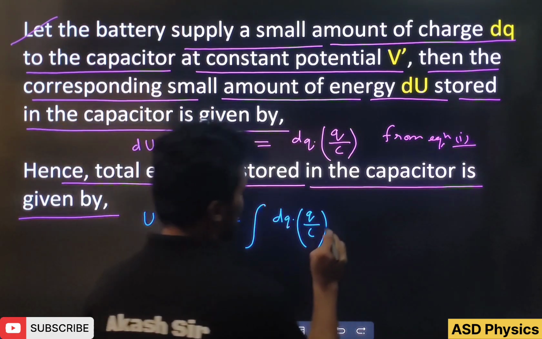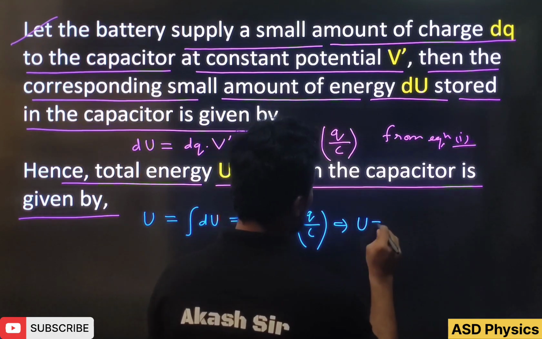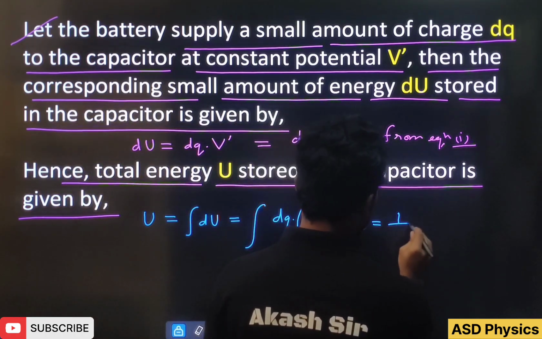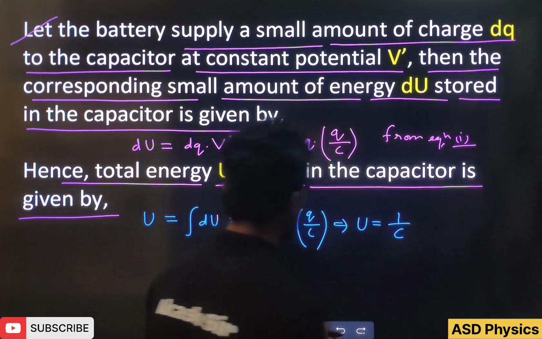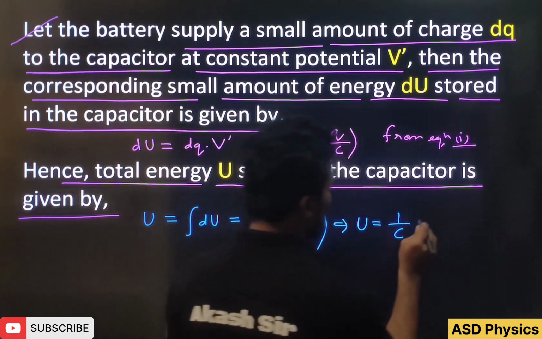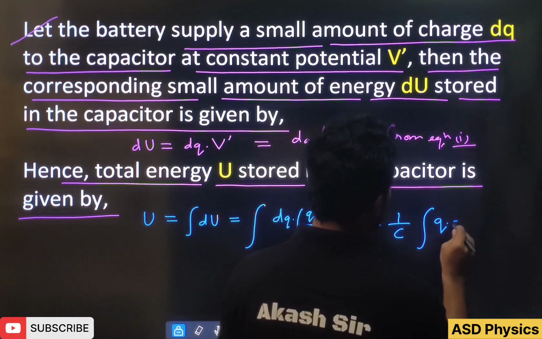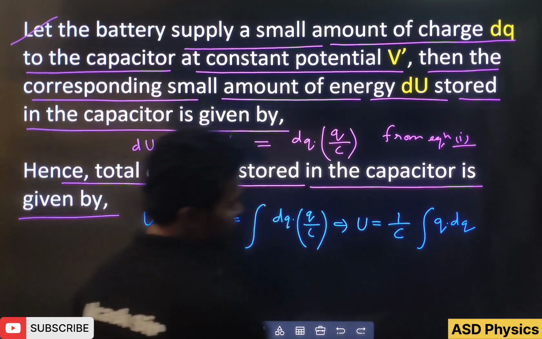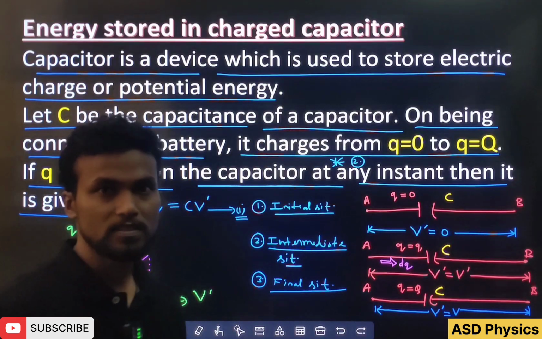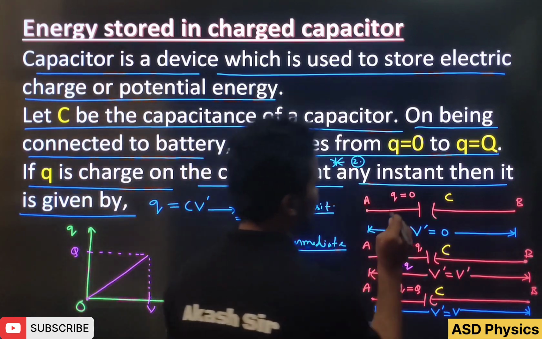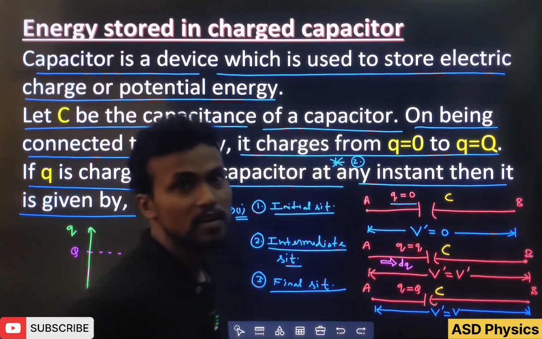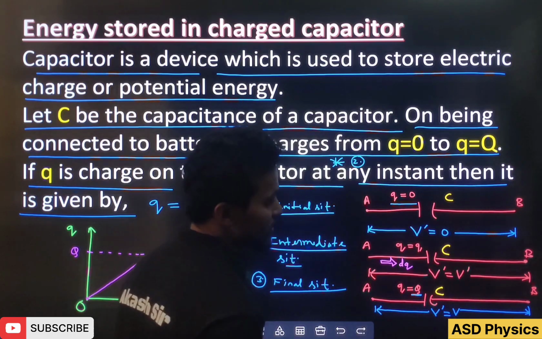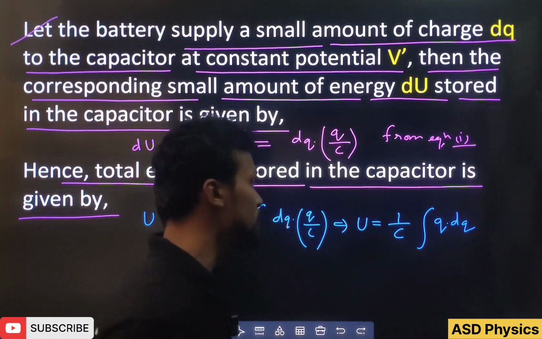Now after that, what can we write here? U equal to... what is the thing that is constant? Capacitance is constant because it depends upon shape, size, medium, and all that. So 1 by C will come outside, and here will come Q into dq. Now after that, you can see very well we have to put the limits. From the initial situation, we come to know the initial charge on the capacitor is 0, and the final charge on the capacitor is Q. That means from where to where do we have to integrate?